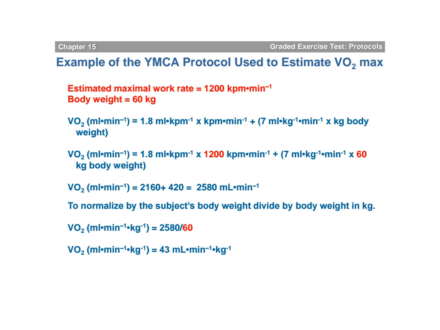Now, we may want to normalize this by the subject's body weight. So we simply divide by her body weight, which is 60 kilograms. And now we have VO2 expressed as milliliters of oxygen per minute per kilogram, and it's going to be 43.